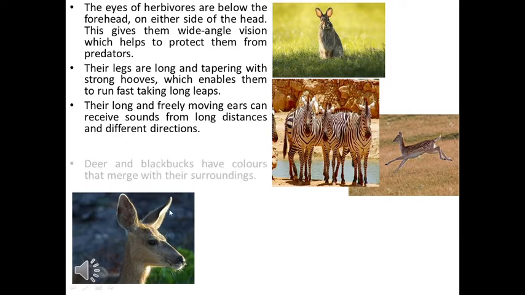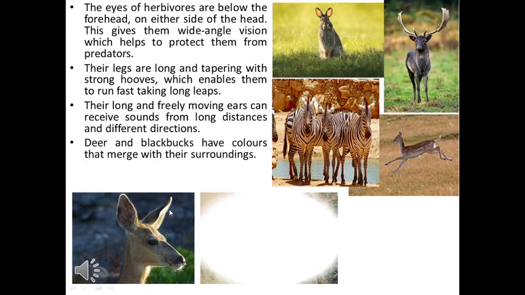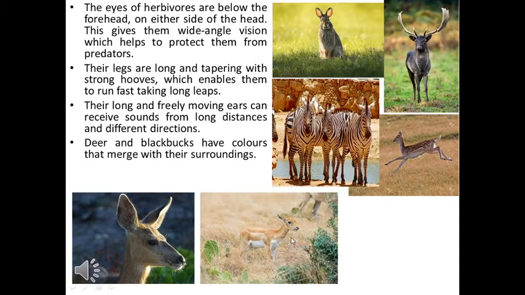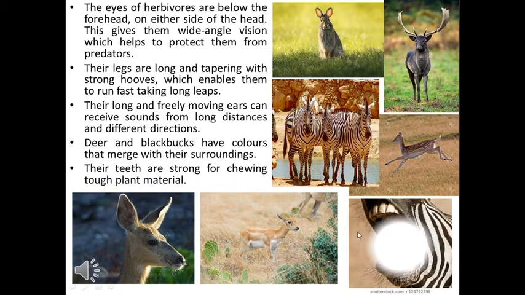Deer and black bucks have colors that merge with their surroundings. This also protects them from their enemies. Their teeth are strong for chewing the tough plant material.